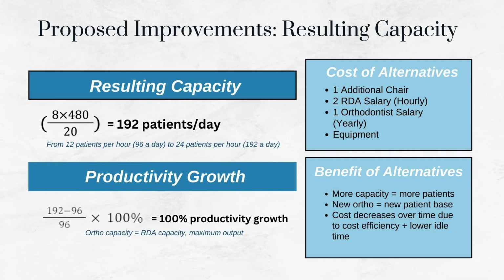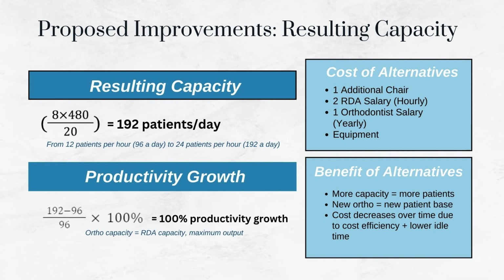Not only does this improvement increase capacity, but also productivity. Before, only 96 patients were able to be seen, so this is a 100% improvement. The cost of these alternatives is that there has to be one additional chair because they're able to use the consultation chair during their services as stated in the case. Another cost is the salary for the two RDAs, which are assumed to be hourly, but with the reduction in waiting times for the RDAs and their staggered starting time for Solution B, the practice would be saving the money that they would have spent during that time. For the orthodontists, they are on salary, which is yearly, and that should be taken into account as well.